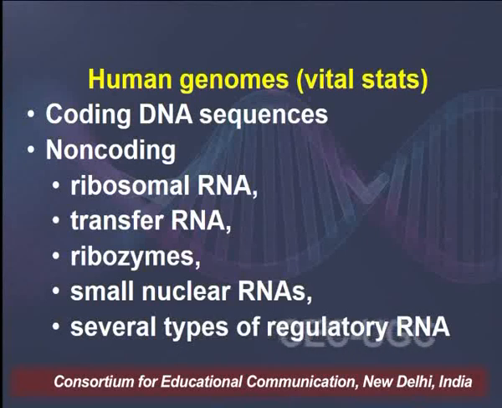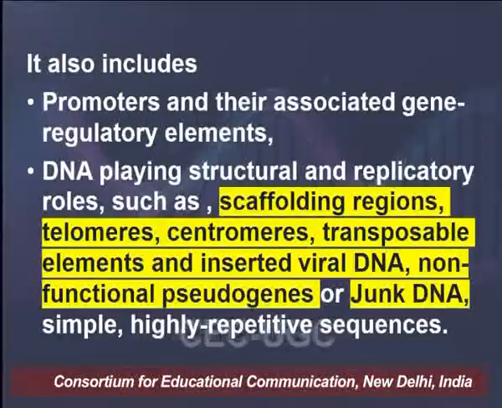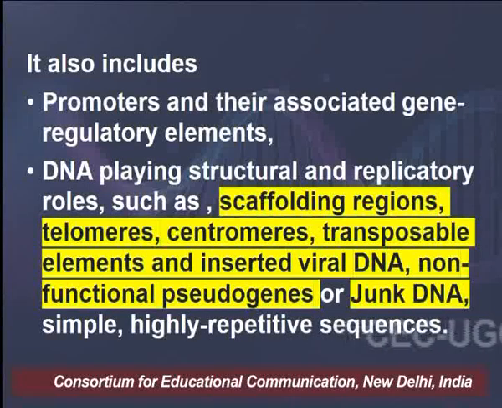So these refer to the non-coding: ribosomal RNA, transfer RNA, ribozymes, small nuclear RNA, and several types of regulatory RNAs. It also includes promoters and other gene regulatory elements, and several DNA regions which have important structural and replicatory roles, like scaffolding regions, telomeres, and centromeres in the chromosomes. Those also need to be sequenced, and there is a lot of DNA which does not carry any gene. That DNA is also popularly called junk DNA.